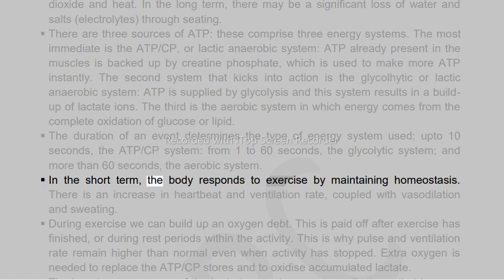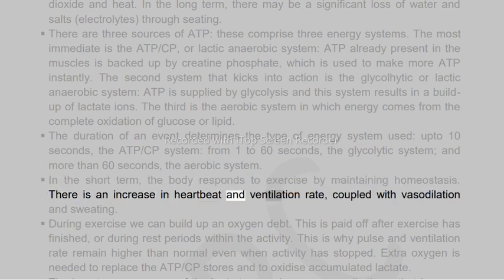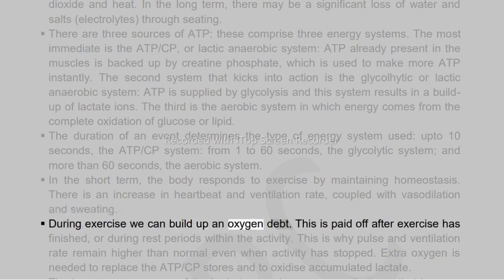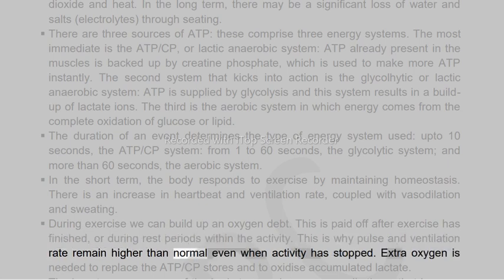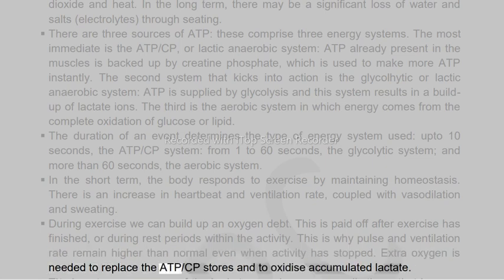In the short term, the body responds to exercise by maintaining homeostasis. There is an increase in heartbeat and ventilation rate, coupled with vasodilation and sweating. During exercise, we can build up an oxygen debt. This is paid off after exercise has finished, or during rest periods within the activity. This is why pulse and ventilation rate remain higher than normal even when activity has stopped. Extra oxygen is needed to replace the ATP-CP stores and to oxidize accumulated lactate.